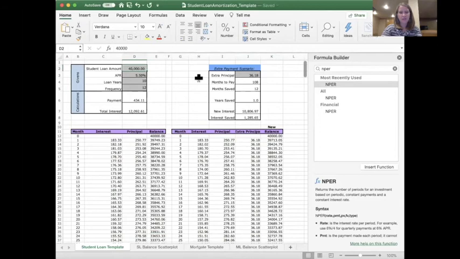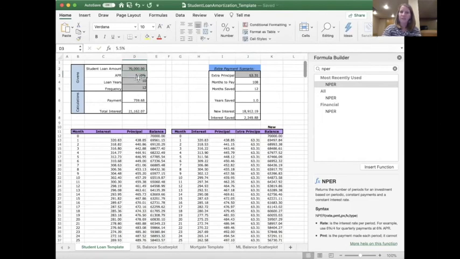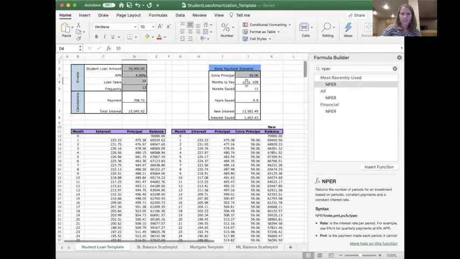So if they don't have $40,000 worth of student debt, maybe they only have $20,000 worth of student debt. Maybe they've got more than that. They go to a more expensive school and they have $70,000 worth of student debt. Everything just automatically updates. Maybe their interest rate is only 4%. And it shows them again what they'll be doing every month.